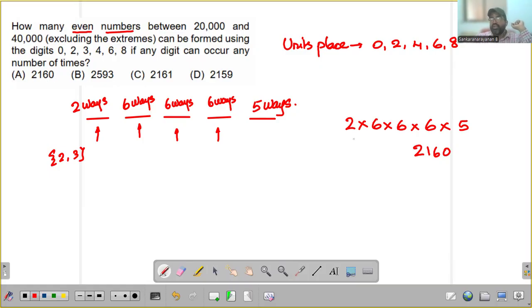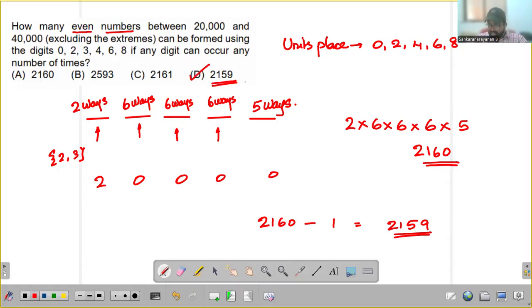You may think that 2160 is the answer, but 2160 is not the answer, because in this 2160 you are considering a possibility that is 20,000. 20,000 is one of those included in 2160, but 20,000 cannot be considered. So my answer will be 2160 minus 1, that is 2159. Got it? So for this question, option D, 2159, is my final choice, because they have told you it is excluding the extremes.